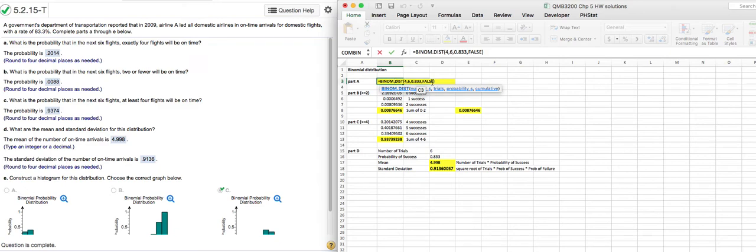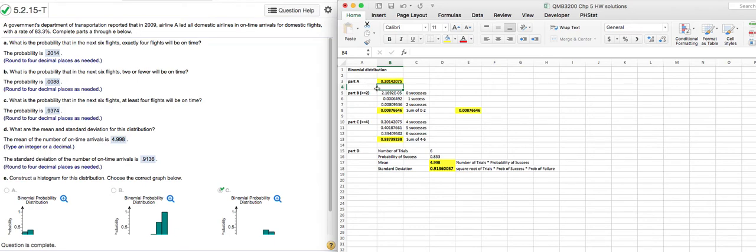Not cumulative meaning that we're looking for exactly the number of flights to be exactly 4 that will be on time. If we used true for cumulative, it would mean that we are calculating for the number of 4 and below, 4 or fewer flights that are on time. So we'd be calculating for 0 flights on time, 1 flight on time, 2, 3, and 4. We'd be calculating for all 5 of those scenarios. So in this case, we're going to use false for the cumulative question. Okay, so you can see with the results of Excel, we've got 0.2014 or 20.14%.